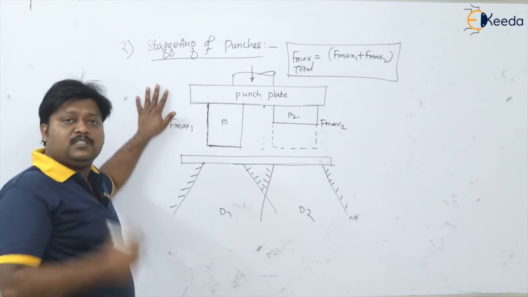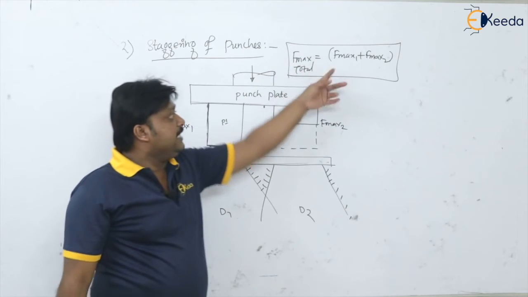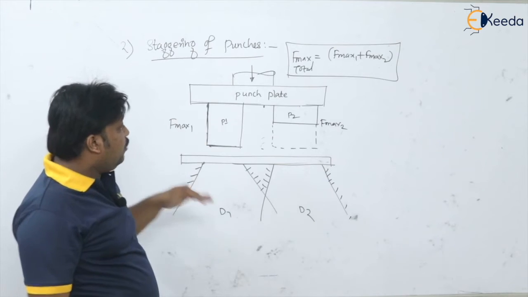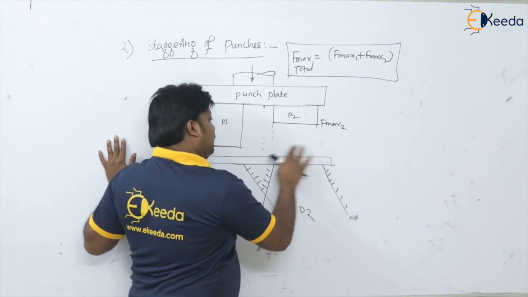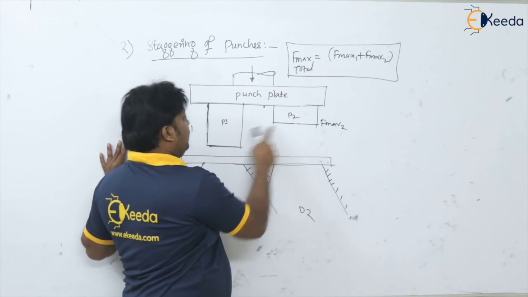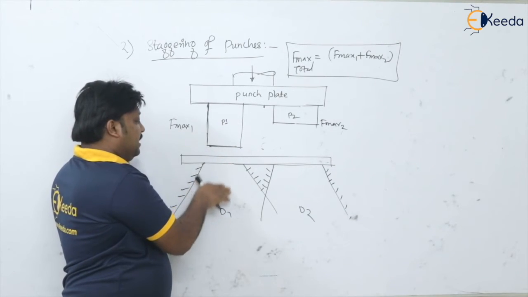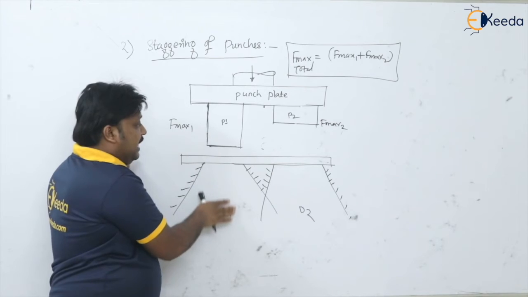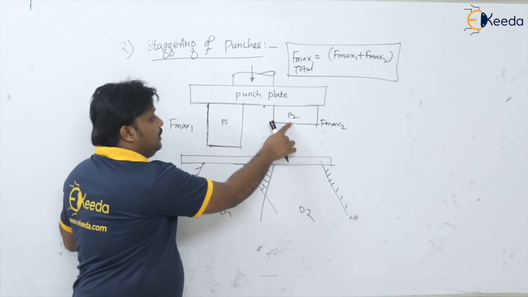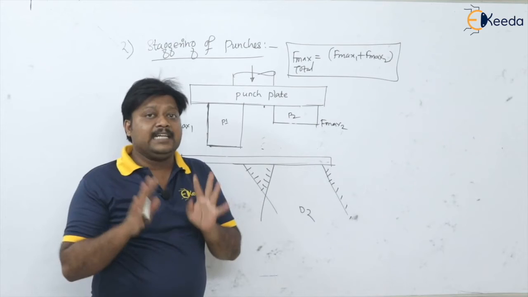So definitely the force is quite huge, isn't it? Because we are taking a total force, the maximum total. But now, because of the staggering of these punches, what happened? Punch 2 will start its operation when punch 1 is going to finish its operation. When punch 1 travels into the die and its cutting action is completed, by that time punch 2 is going to start its operation. So these two forces are not acting at a time.